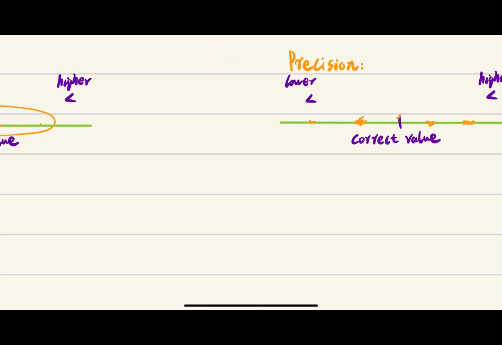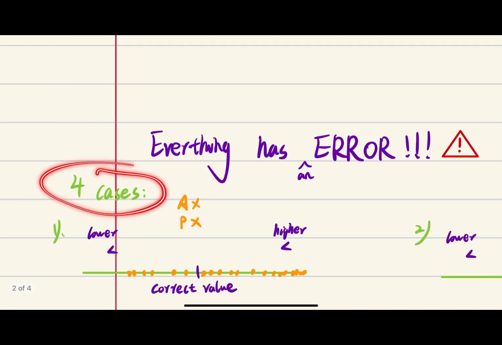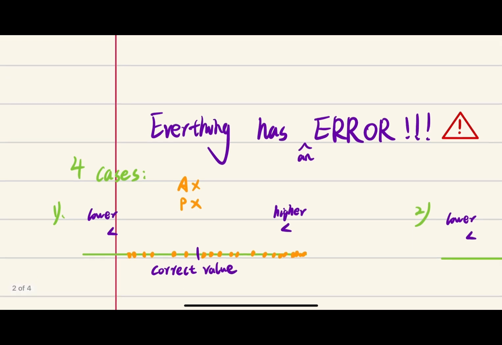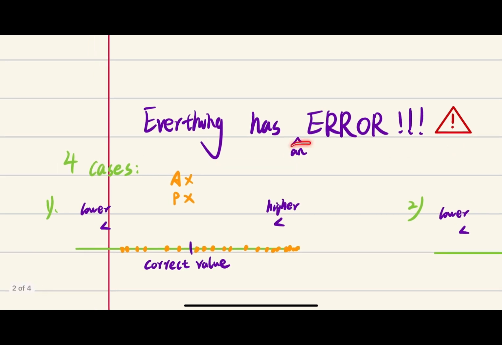Okay, and then I'm going to give you guys four cases that you are going to encounter when you are doing your experiments. Before we dive into that, I'm going to tell you a fact: everything has an error. No matter how perfect the design of your experiment is, no matter how precise you are, no matter how accurate you are, you will always have some errors in your experiments. It's just inevitable. Sometimes we cannot even detect where our error is, but it will always be there.